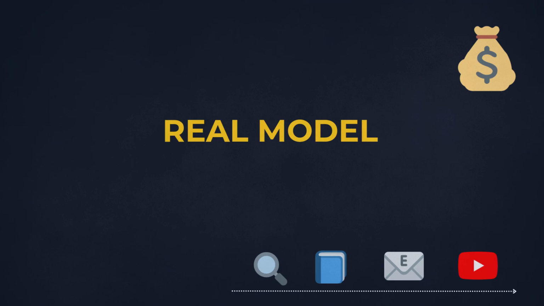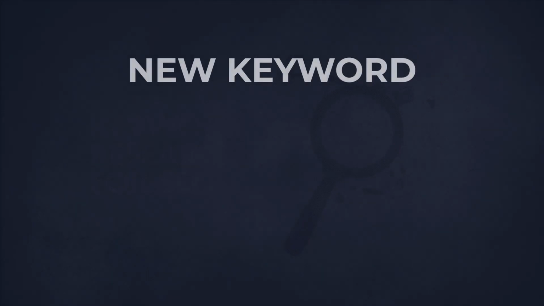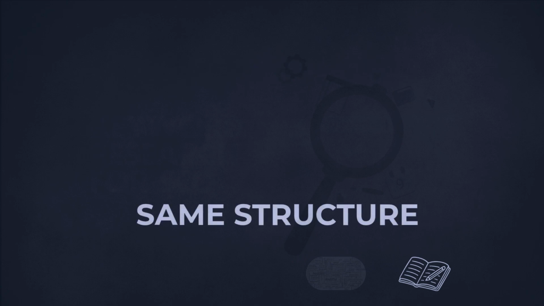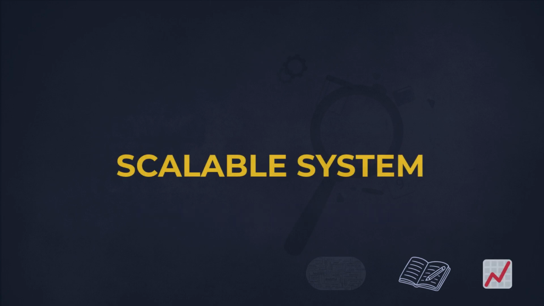Now your system looks like this. Keyword to content, to ebook to funnel, to monetization. That's the real model. Once this works, you don't need to start over. You repeat the process. New keyword, new topic, same structure. And each time you expand your system, more entry points, more content, more products. This is how small ideas turn into scalable systems.